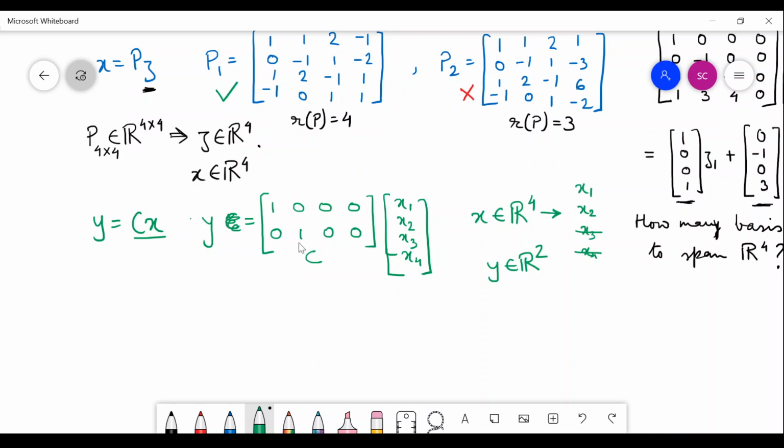If you do the column operations, this is actually the final set of columns. You can see there are 4 columns and 2 of the columns are non-zero. So the rank of this matrix is 2. Hence the range space has dimension 2. So everything is matching. We are getting what we want. We don't want it to cover a dimension more than 2 for this particular case.